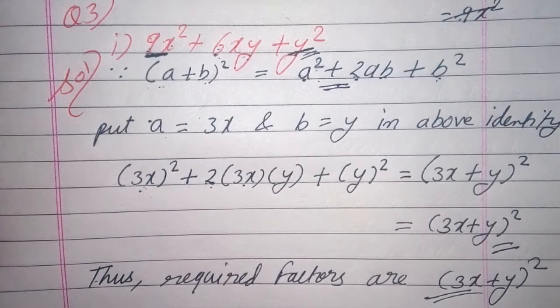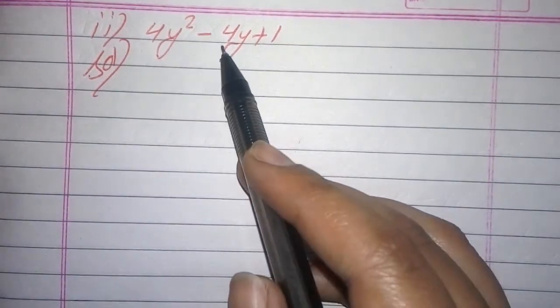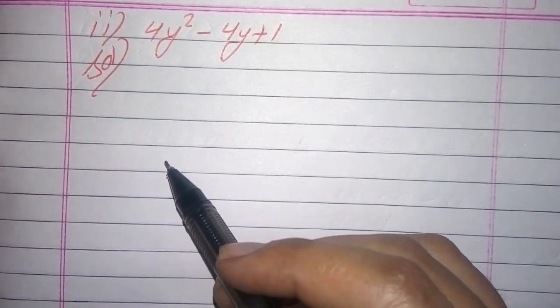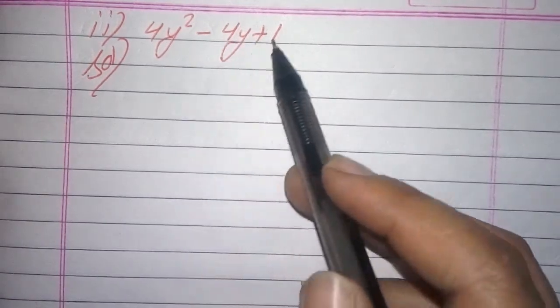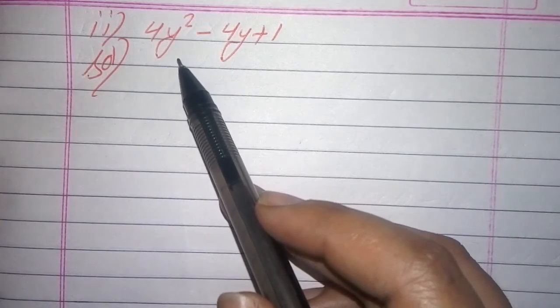Now the second part. The second part is 4y square minus 4y plus 1. Which identity will we use here? It is also like the first part, but here the sign is minus. So look at the second identity.